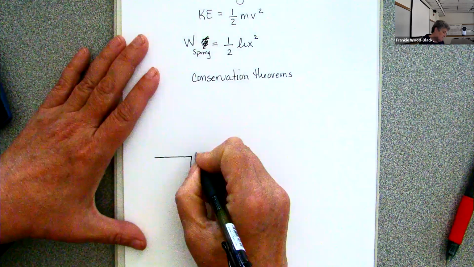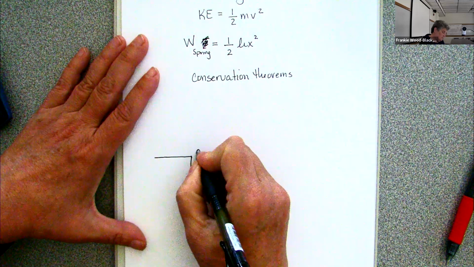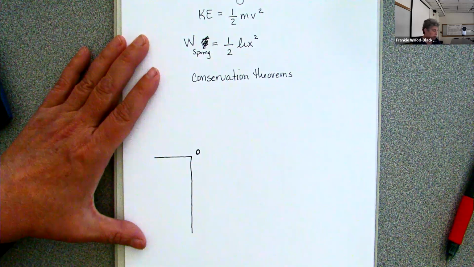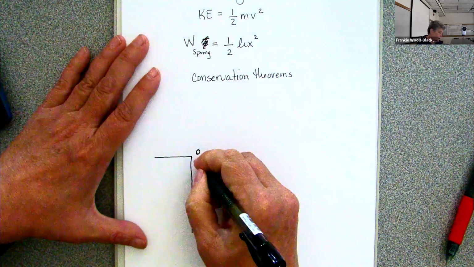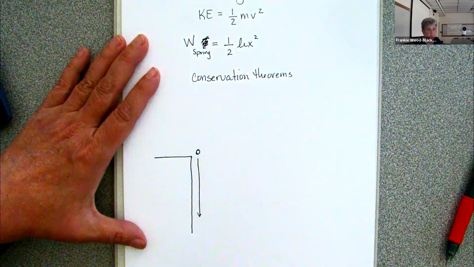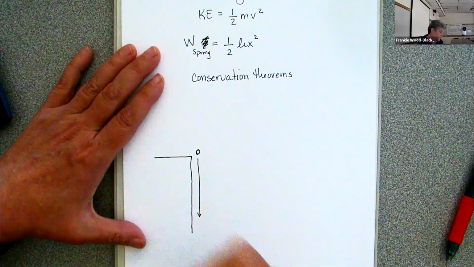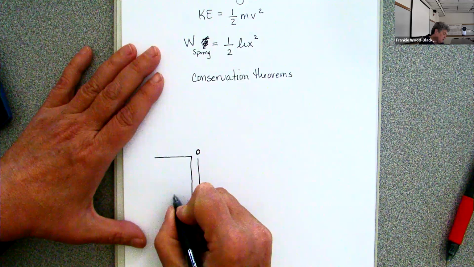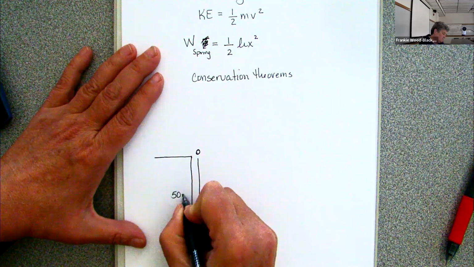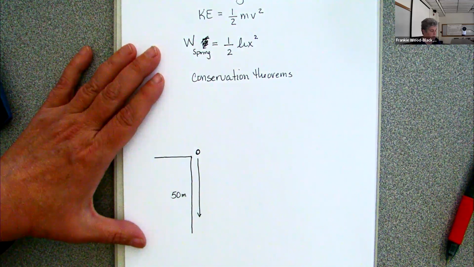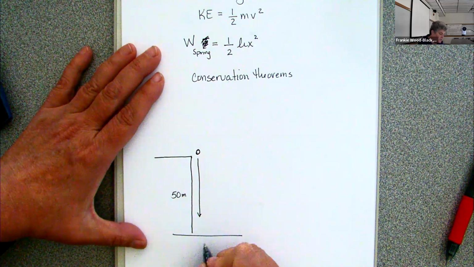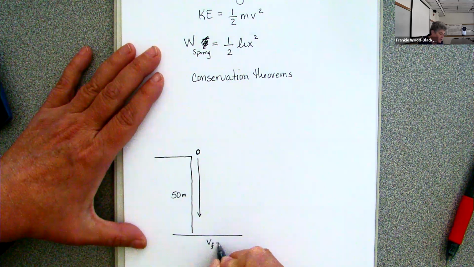All right, I have an object. We're going to drop it from the height of the building. Okay. We're going to say my building is 50 meters tall, and I want to know the speed at which it hits the ground.